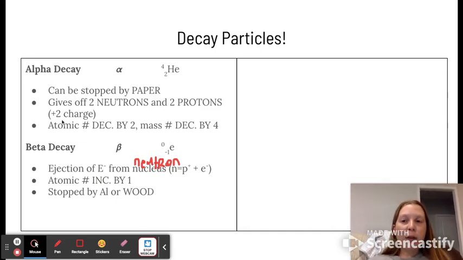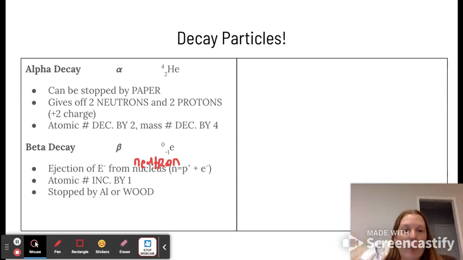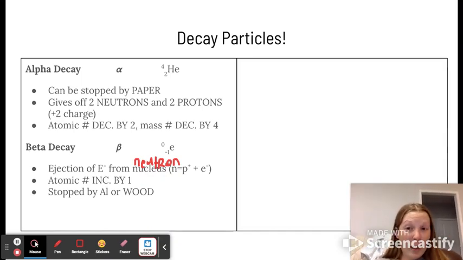So I compare these to an alpha decay particle is like a wiffle ball. So, if you've ever been hit by one of those, it doesn't hurt that bad. It slows down because of air. But beta decay or beta particle is more like a BB. So if you've ever been hit by a BB out of a BB gun, it hurts really bad. So this can be stopped by stronger materials.